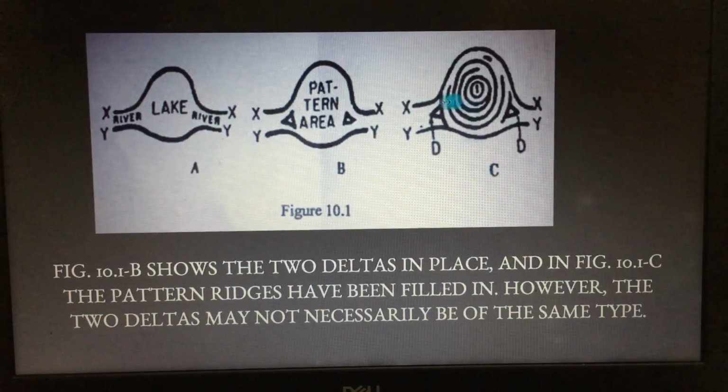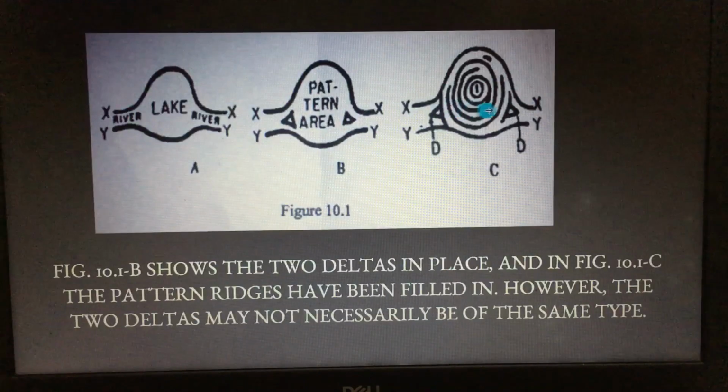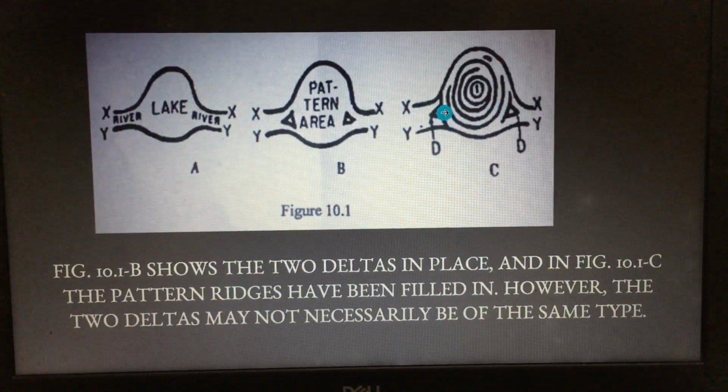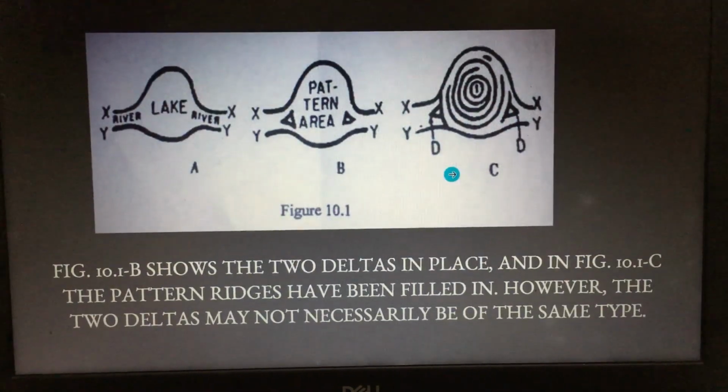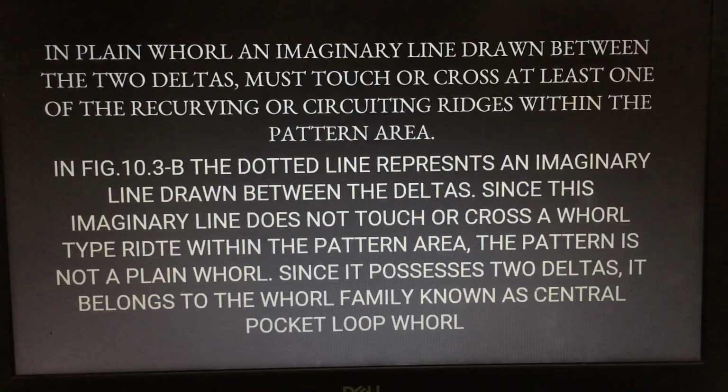So as an example here, there are two deltas facing each other, and here there is an imaginary line, and there is also one ridge, a recurving ridge, attached at the imaginary line. In plain whorl, an imaginary line drawn between the two deltas must touch or cross at least one of the recurving ridges or circuiting ridges within the pattern area.